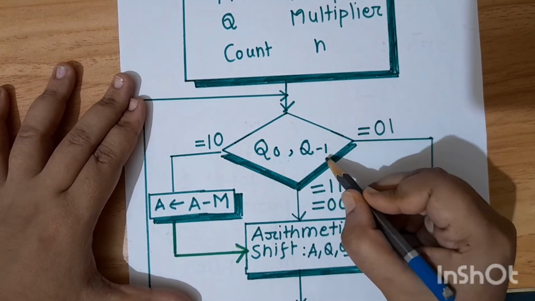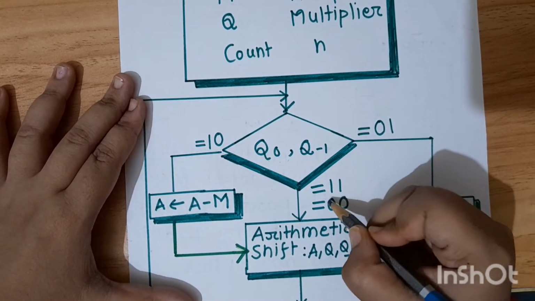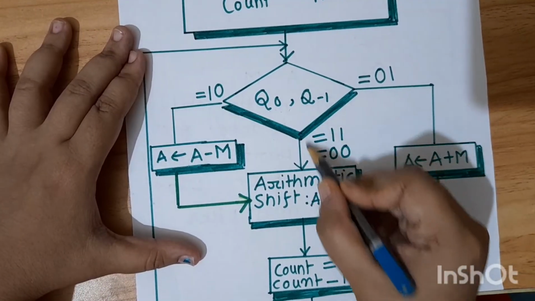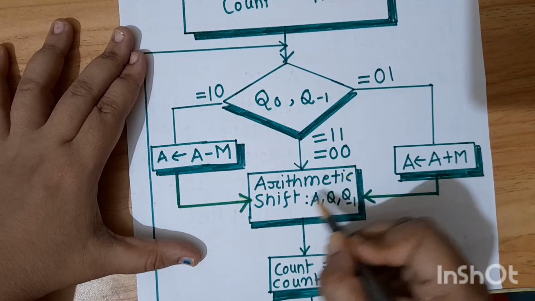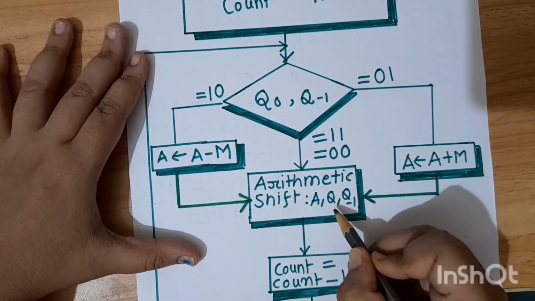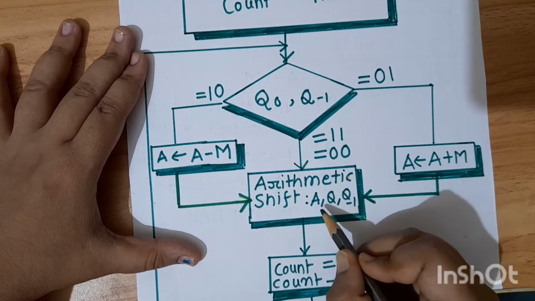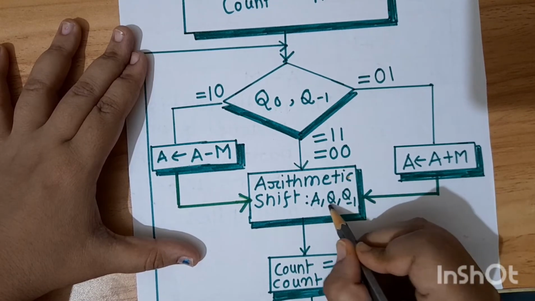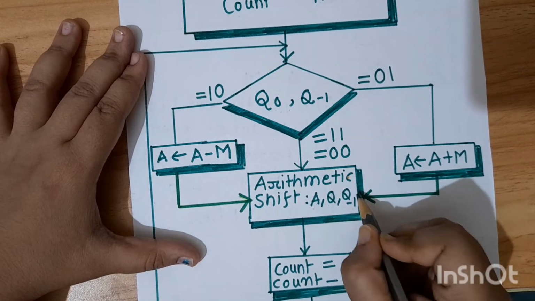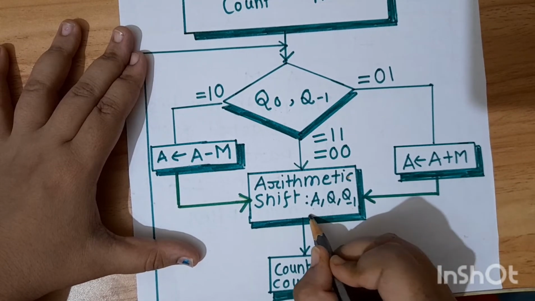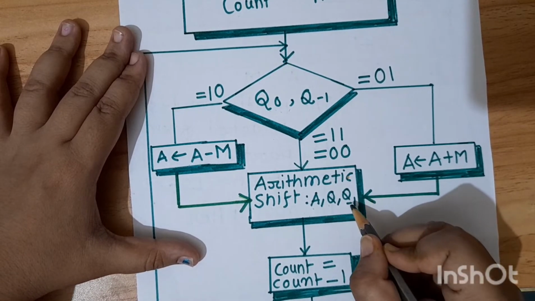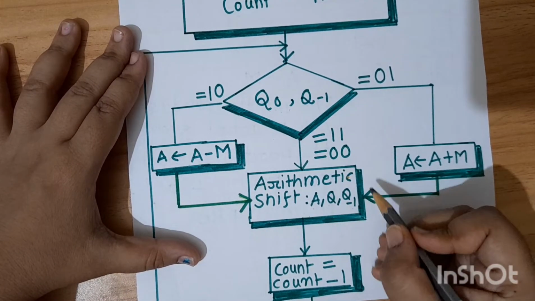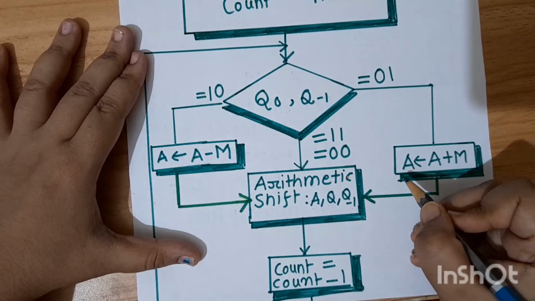But if Q0, Q minus 1 together make 0 0 or 1 1, in either of the cases, we will directly go here. We will do the arithmetic shift right operation here. Of what will we do the arithmetic shift right? Of A, Q, Q minus 1 all put together. Let it be that A is 4 bits, Q is 4 bits and Q minus 1 is 1 bit. So all put together is 9 bits. So we will do the arithmetic shift right operation.